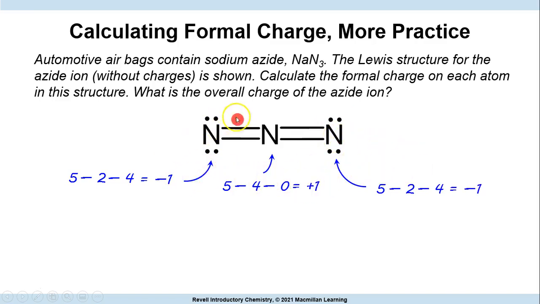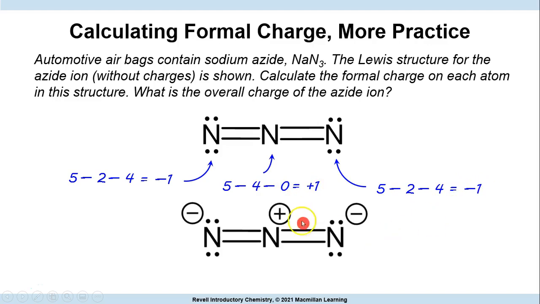Now, to know the overall charge of the molecule here, we are going to add the charges. That is minus 1 plus 1 minus 1, so that gives us minus 1. Here we have minus, here we have plus, here we have minus. So the azide ion is going to have an overall charge of minus. That is how we get the minus: it is obtained from minus 1 plus 1 minus 1.